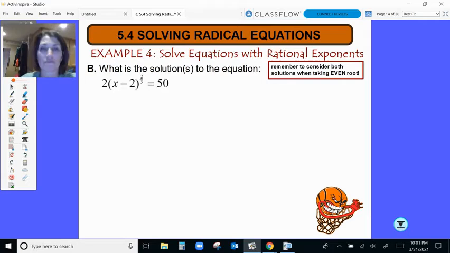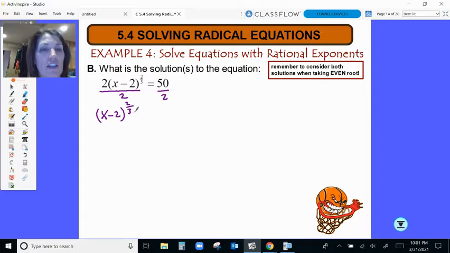Okay, so moving on. What about this one? We want to make sure on these that we have this parentheses with the exponent isolated. So I'm going to divide by 2 on both sides. So we have x minus 2 to the 2/3 equals 25. Okay, and we're going to do the same thing. We're going to raise it to the reciprocal power on both sides. So this time it's going to be to the 3 halves.